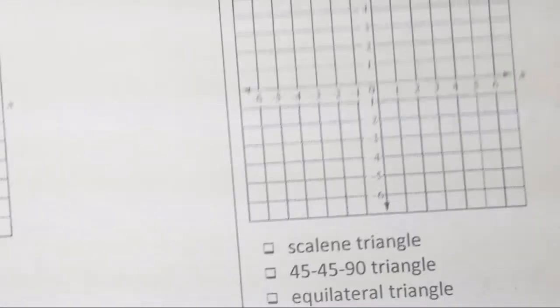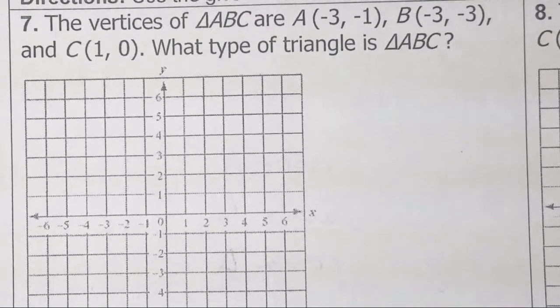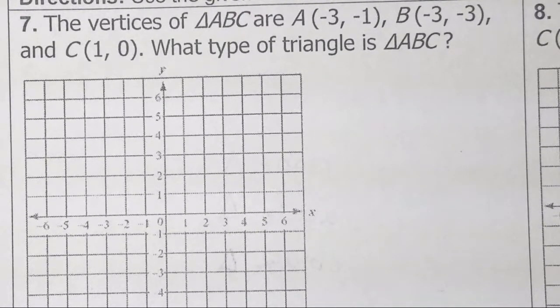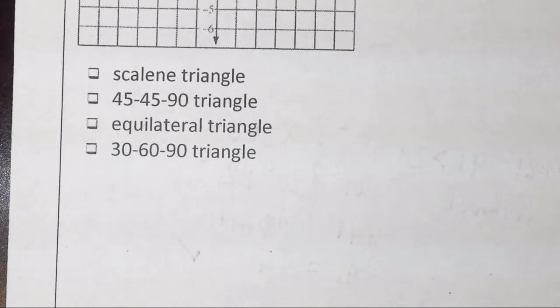Alright, on the back, this way it gets a little bit different. By the time I did 7 and 8 for them last period, they got the hang of it. Let's see if y'all gonna catch this. So on the back, you're classifying, but you're not only classifying if it's scalene, equilateral, or isosceles. You're also classifying if it's 45, 45, 90, or 30, 60, 90.